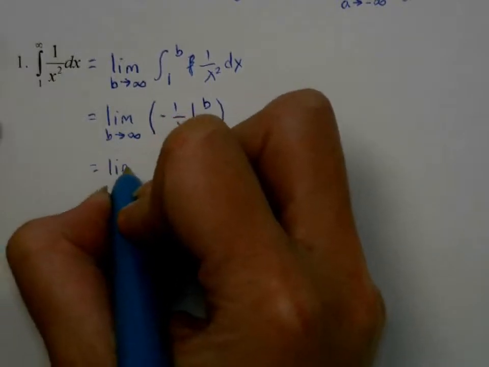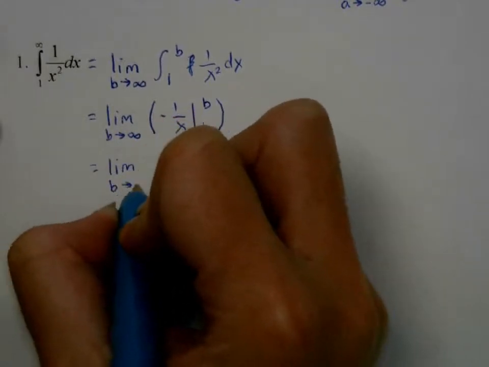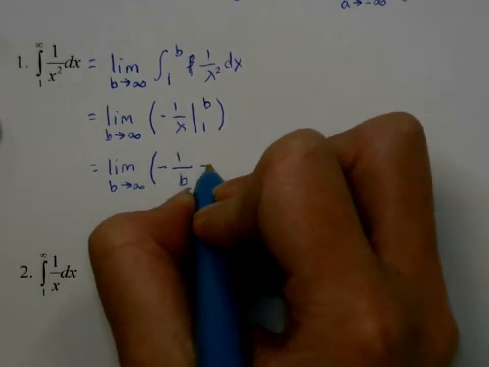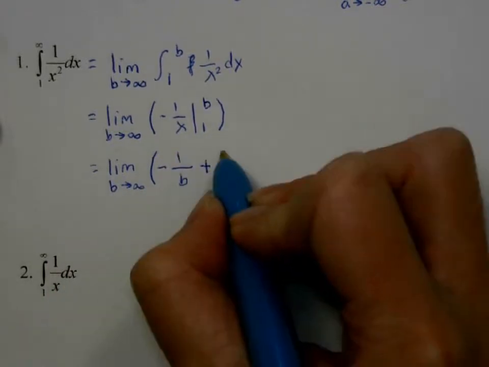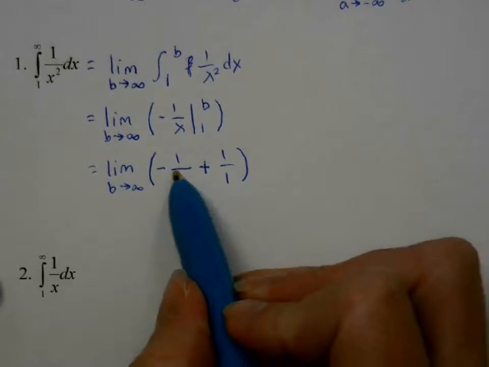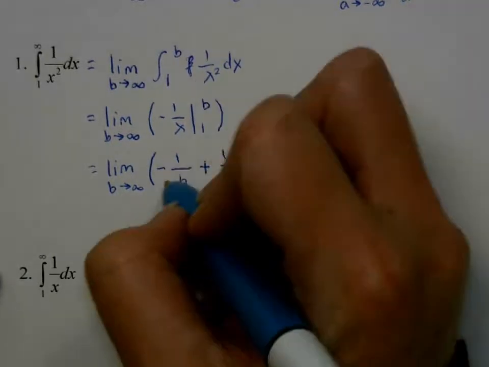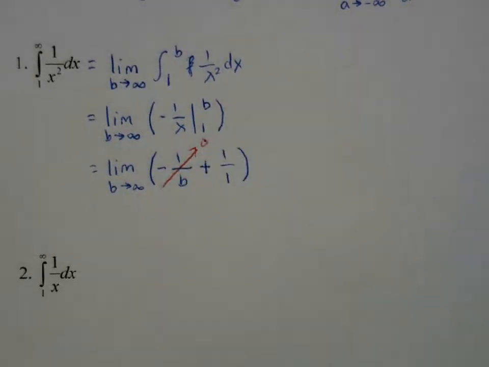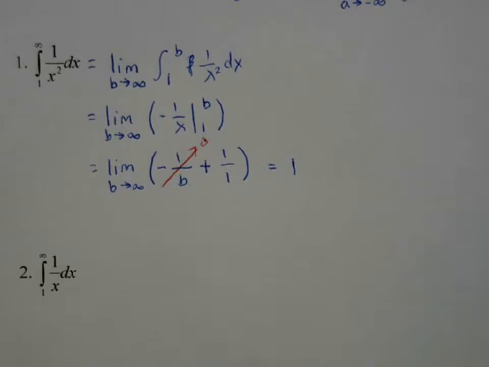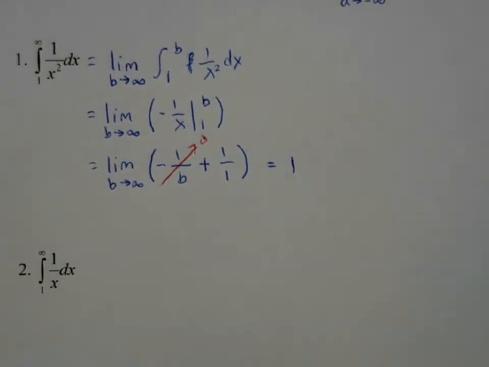So this will be the limit as b goes to infinity of negative 1 over b minus negative 1 over 1. Well, if I'm looking at the limit as b goes to infinity, this denominator grows bigger and bigger, so this goes to 0. All we're left with is 1. So this integral is 1, and we consider this to be a convergent improper integral.